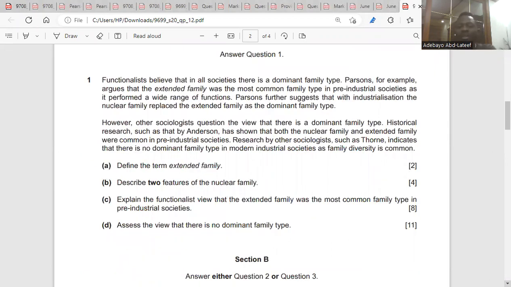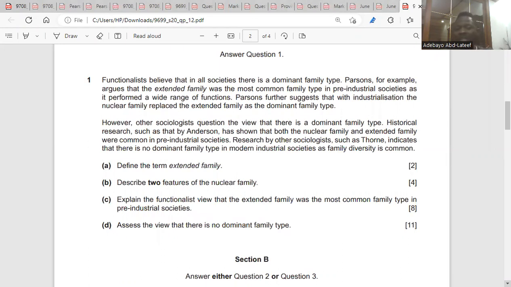Functionalists believe that in all societies, there's a dominant family type. Parsons, for example, argues that the extended family was the most common family type in pre-industrial societies, as it performed a wide range of functions. Parsons further suggests that with industrialization, the nuclear family replaced the extended family as the dominant family type.